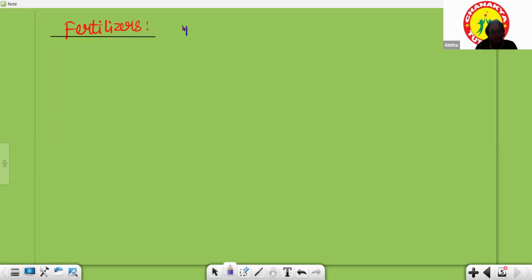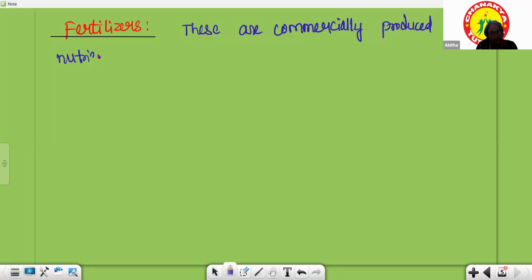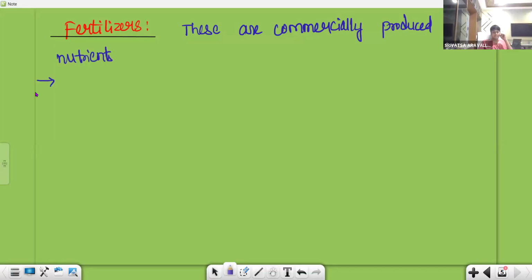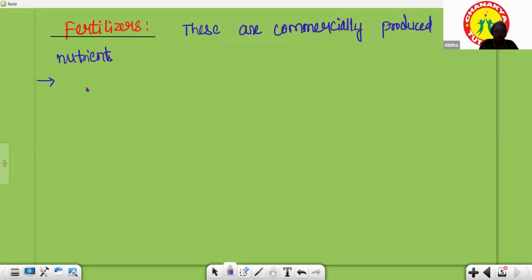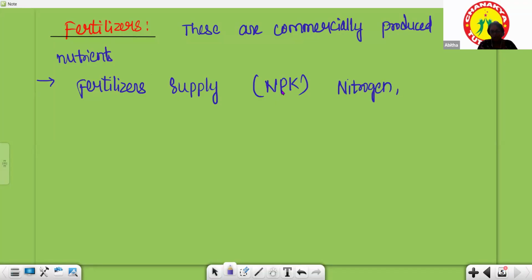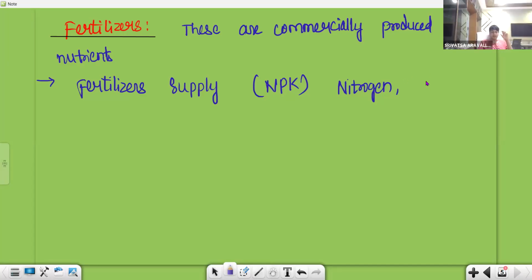What are fertilizers? These are commercially produced, man-made plant nutrients. Fertilizers supply NPK. What is NPK? N for nitrogen. P for which element, Srivatsa? For potassium? P is not for potassium, and N is for nitrogen. We are in chemistry, ma'am.